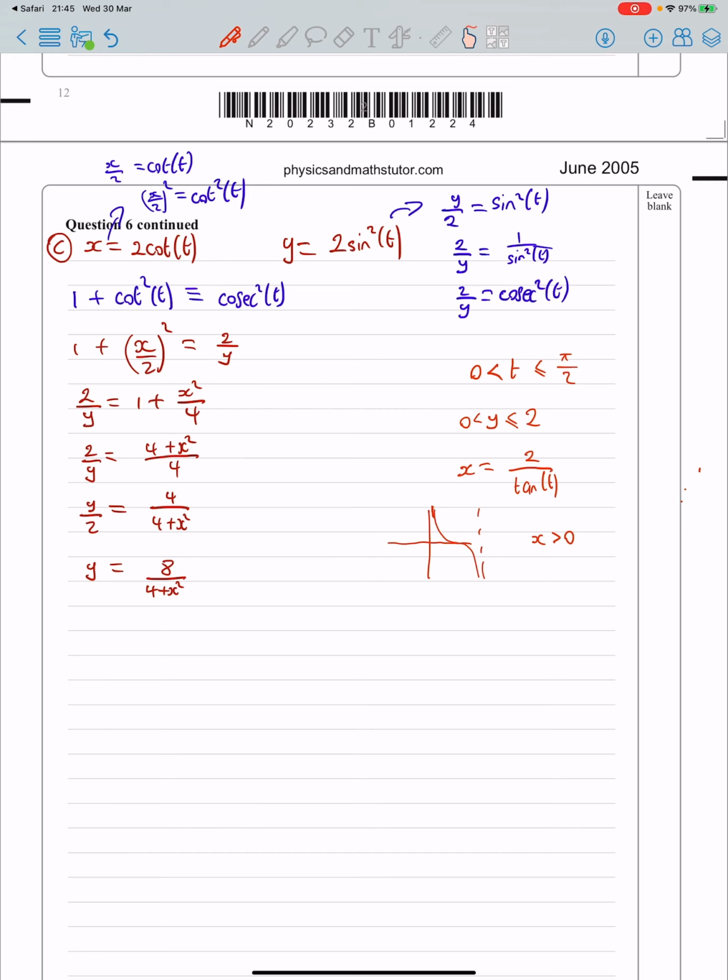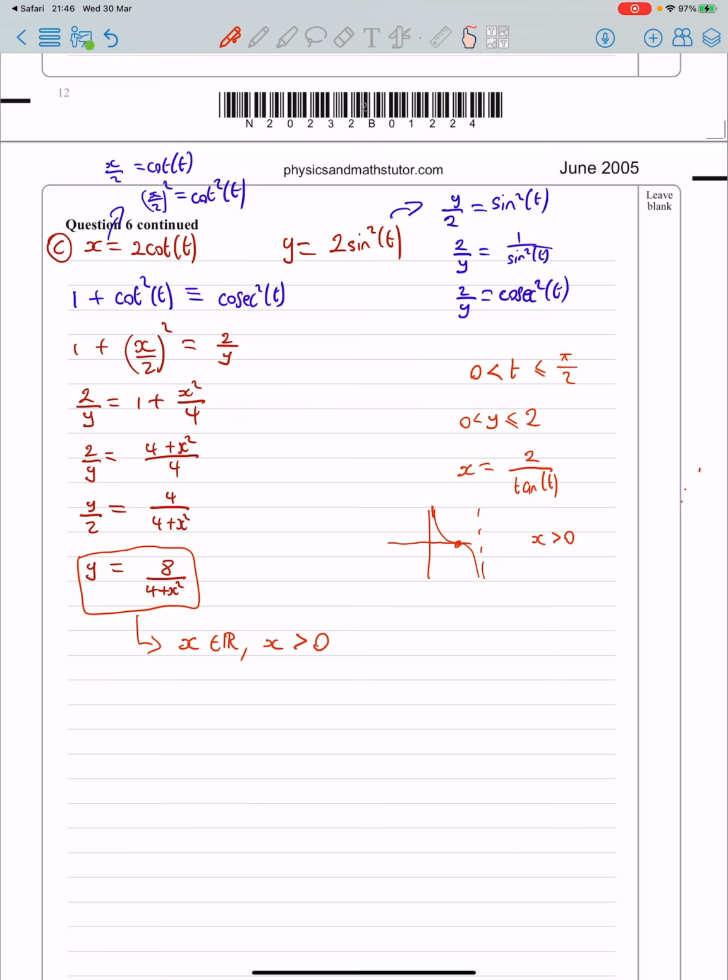Because between 0 and pi over 2, which is about here, that's how it's defined. So this is the Cartesian equation, and the domain is that x is a real number, specifically where x is also greater than 0. That's it.